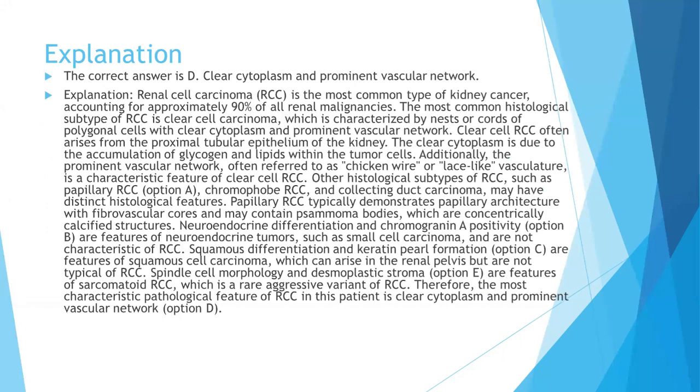The correct answer is clear cytoplasm and prominent vascular network. Renal cell carcinoma is the most common type of kidney cancer, accounting for approximately 90% of all renal cancers. The most common histological subtype is clear cell carcinoma, which is characterized by nests or cords of polygonal cells with clear cytoplasm and prominent vascular network. Clear cell renal cell carcinoma often arises from the proximal tubular epithelium of the kidney. These lines are very, very important. The clear cytoplasm is due to the accumulation of glycogen and lipids within the tumor cells. Additionally, the prominent vascular network, often referred to as a chicken-wire or lace-like vasculature, is the characteristic feature of clear cell renal cell carcinoma.